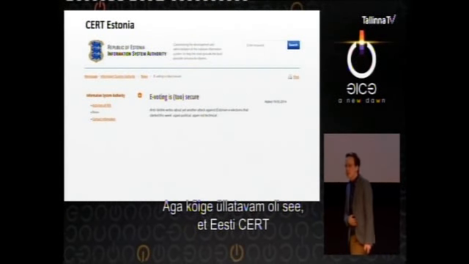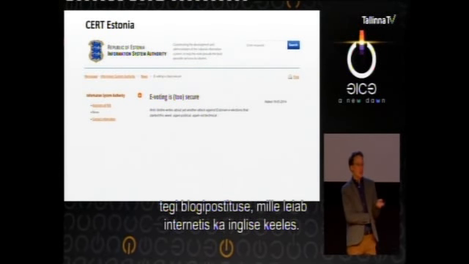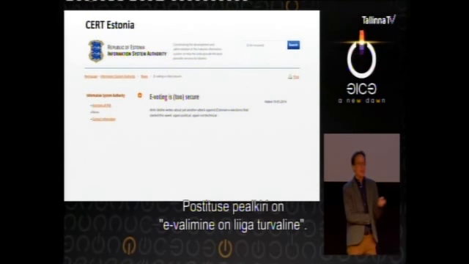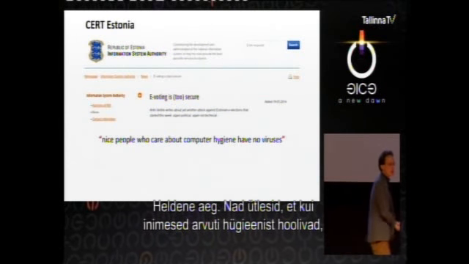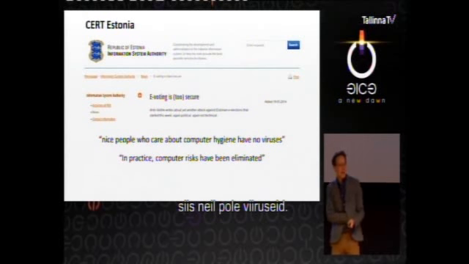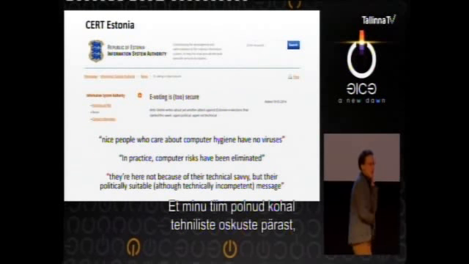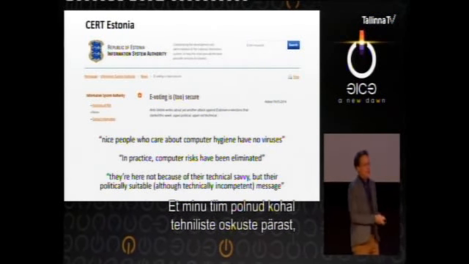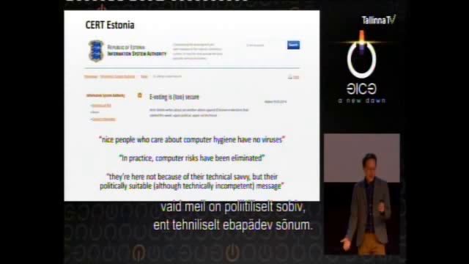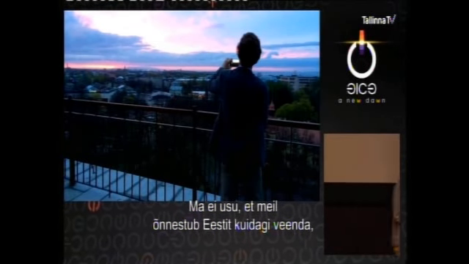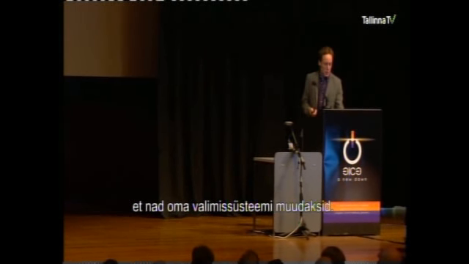But the most surprising thing was Estonia's CERT came out with a blog post. You can find this online in English also. The title of the post is, "E-voting is too secure." Oh dear. Nice people who care about computer hygiene have no viruses, they say. In practice, computer risks have been eliminated in the e-voting system. My team is there not because of technical savvy, but their politically suitable but technically incompetent message. Oh dear. Well, I don't think we're going to have much luck convincing Estonia to change their voting system.